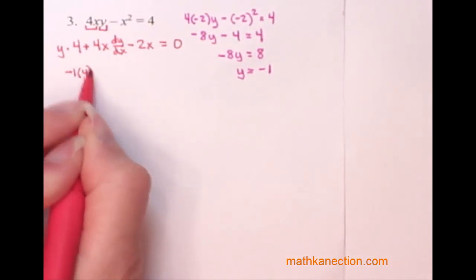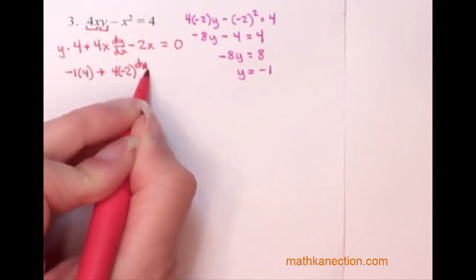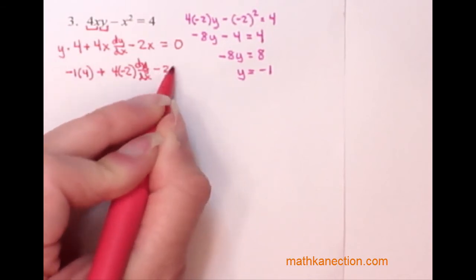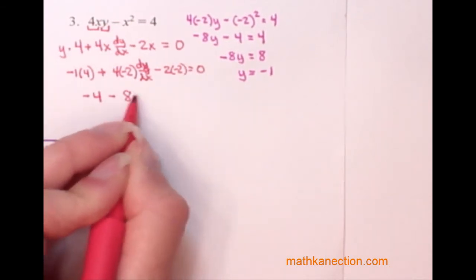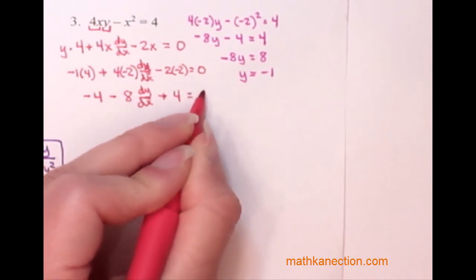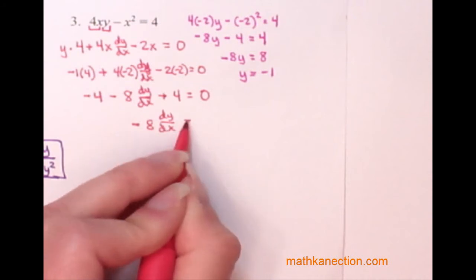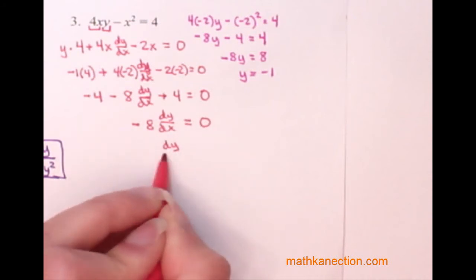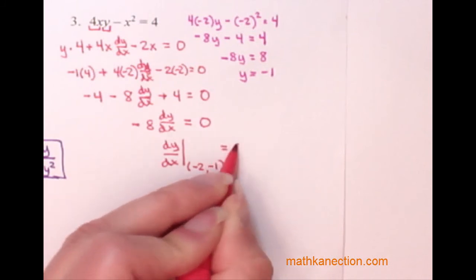Substituting in the value of negative 1 in for y and negative 2 in for x, to get negative 4 minus 8 dy/dx plus 4 is equal to 0. Negative 4 and 4 cancel out. So we have negative 8 dy/dx is equal to 0. So dy/dx at the point negative 2 comma negative 1 is equal to 0.